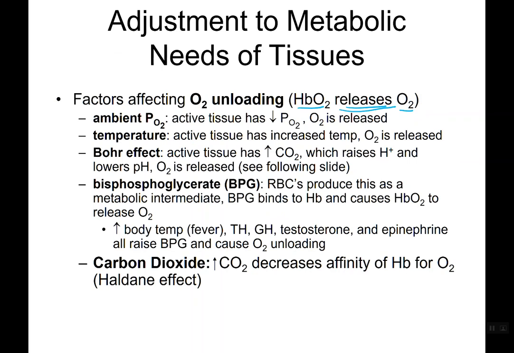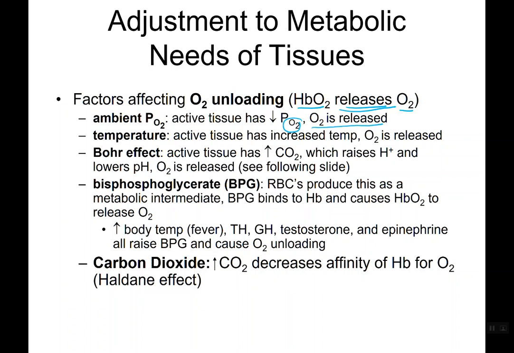So an active tissue is sucking up oxygen because it's burning it for fuel, or rather, more correctly, using oxygen to burn fuels like glucose. And that causes an increase in the gradient between the tissue and the blood and then facilitates increased O2 release. An active tissue also has an increased temperature, which facilitates oxygen release.